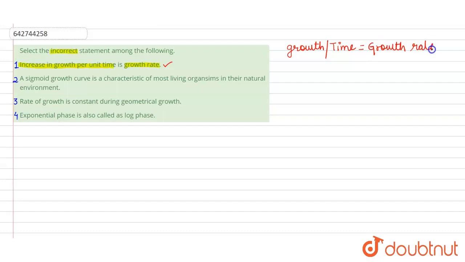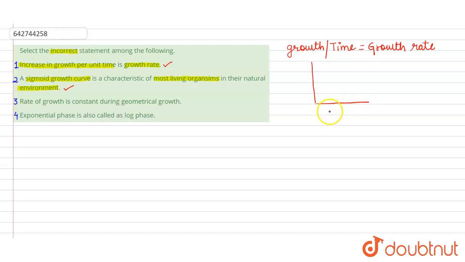Let's read now the second statement. The second statement says that a sigmoid curve is characteristic of most of the living organisms living in natural environment. Yes, this is also the correct statement. So this is also right. Why is it right? Because let's first draw the graph. So this is the growth.